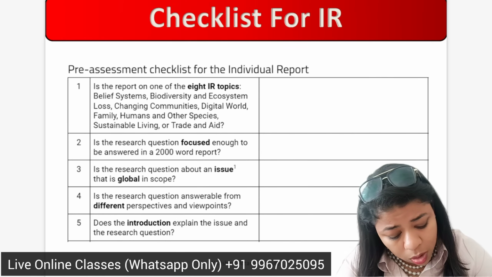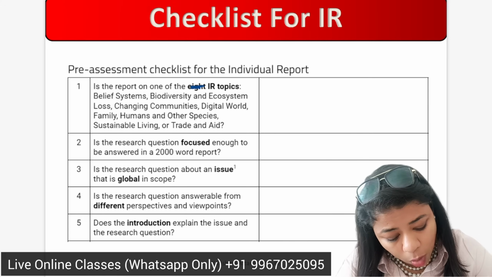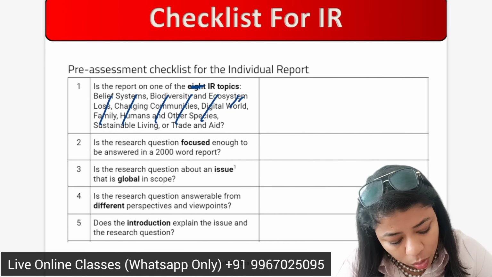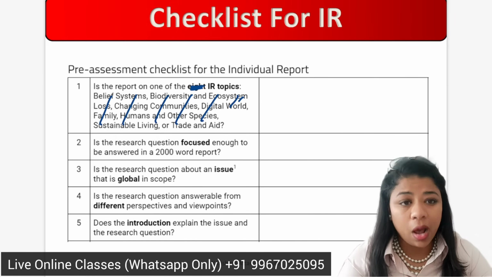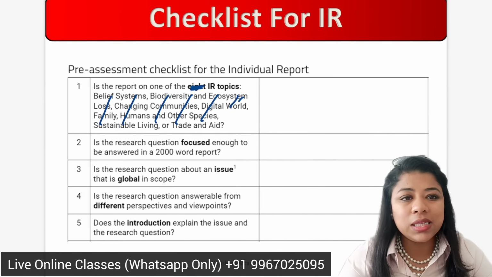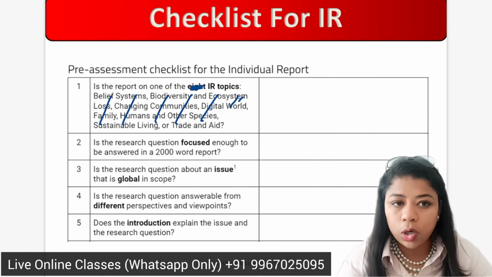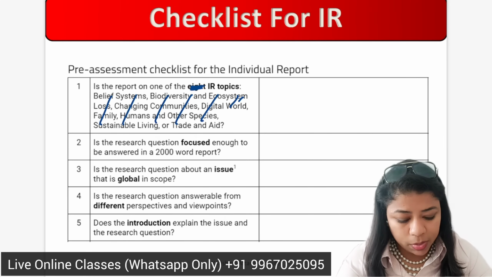So first of all, is the report based on one of the topics? So here, because I have already picked up from the previous one, whatever topics your syllabus has now, your IR is based on that. You have to choose one topic from the given topics in your syllabus copy.